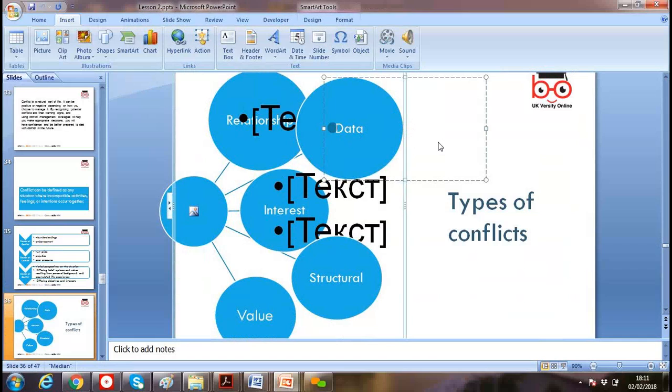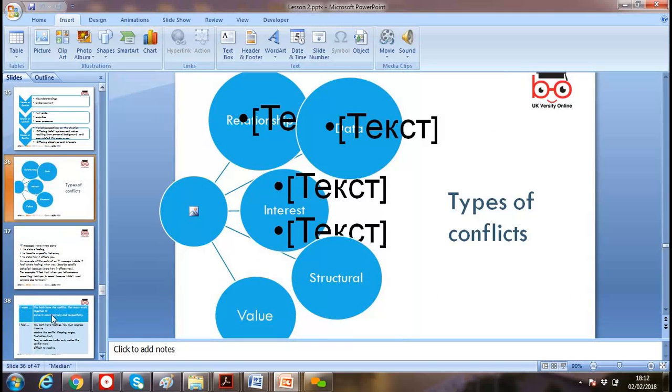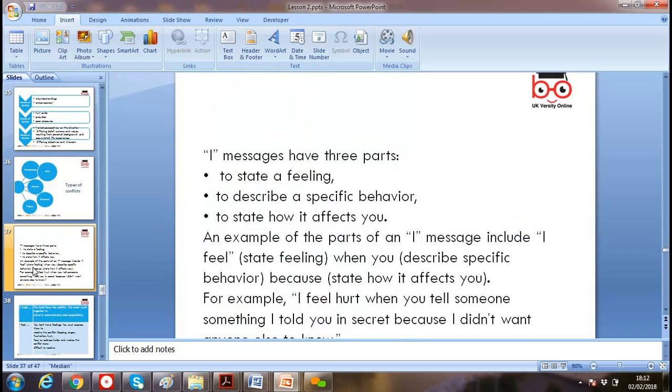Okay, so conflict, the types of conflict and how we can tackle them: by data, by interest, by structural design, and by value. We can look around these. An I message has three parts: state a feeling, describe a specific behavior, and say how it affects you.